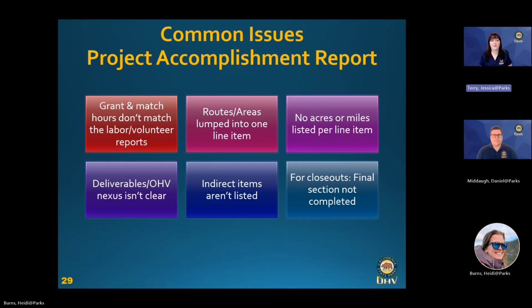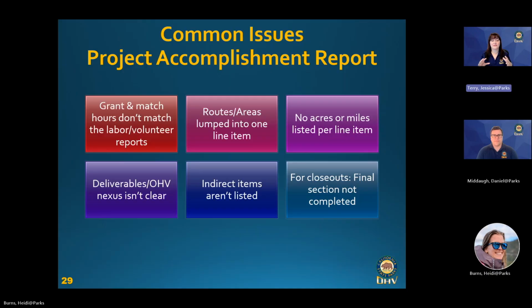Now we're going to move on to common issues we see within the Project Accomplishment Report, also known as the PAR. The most common issue we've been seeing with the PARs are a mismatch of the grant and match hours in relation to the labor report and volunteer summaries. So please double check your totals and make sure they align with your supporting documents. Your grant and match hours should be listed on your PAR.